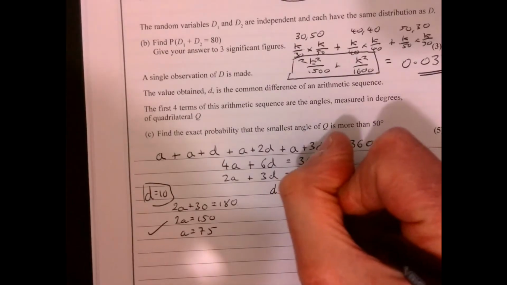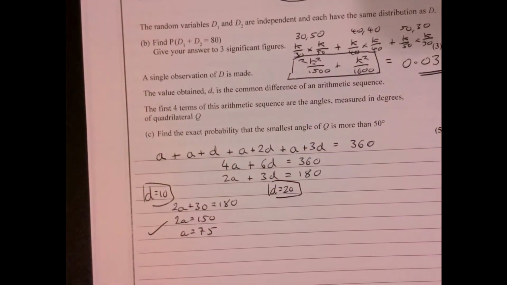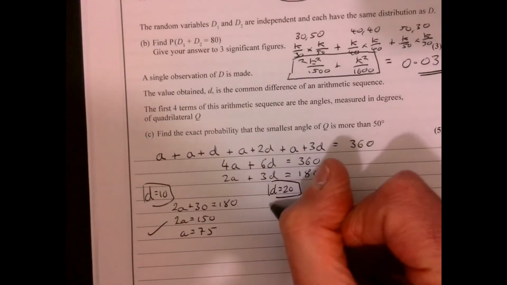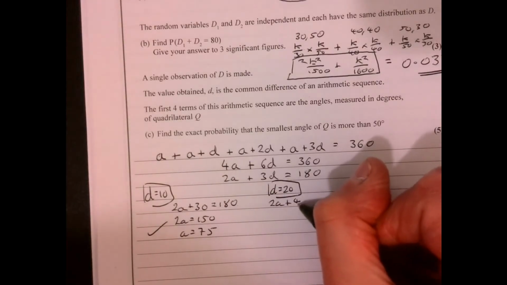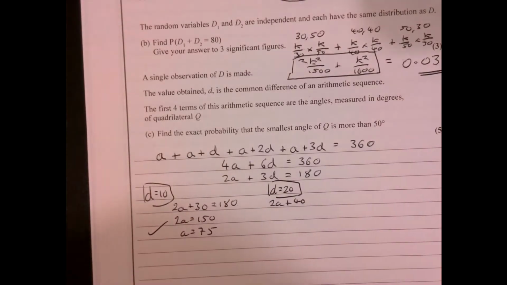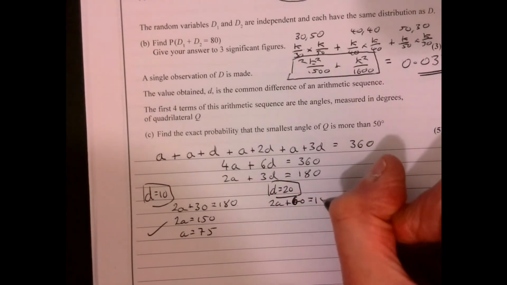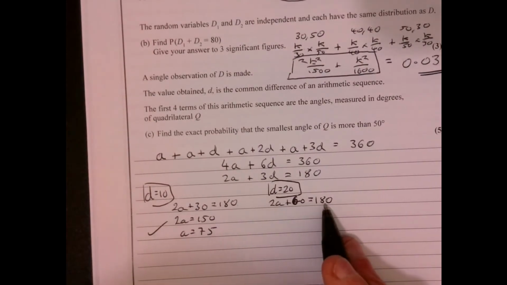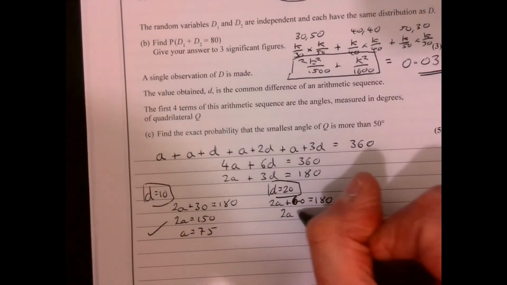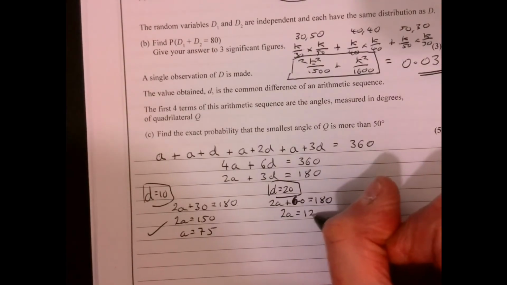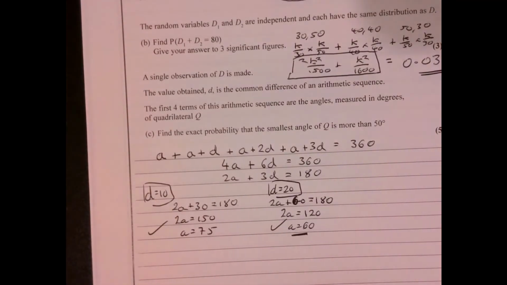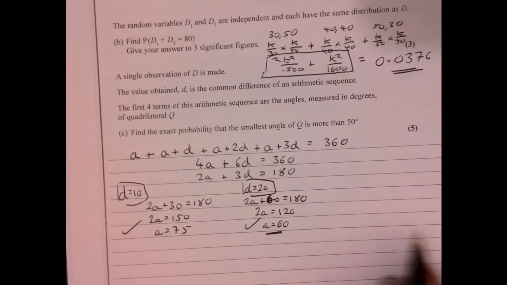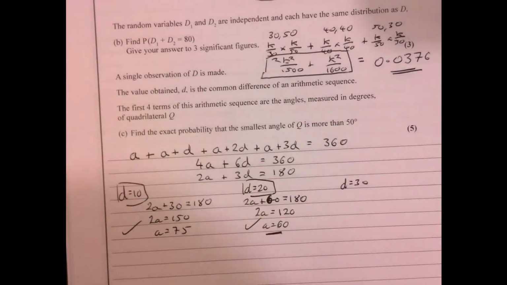Now let's think about what if D is 20. Does that satisfy the condition? What's that going to give us? 2A plus 3 lots of 20, that's 60, equals 180. So take away the 60 from both sides. So 2A equals 120, so A equals 60. So that works as well. That's above 50. So now let's try D is 30 and see what happens.